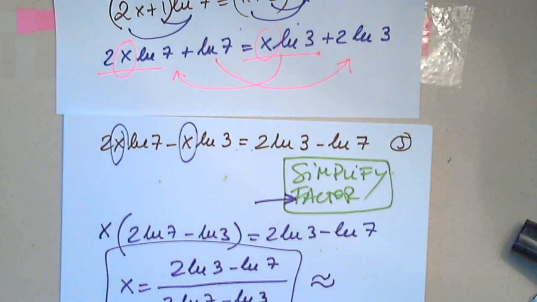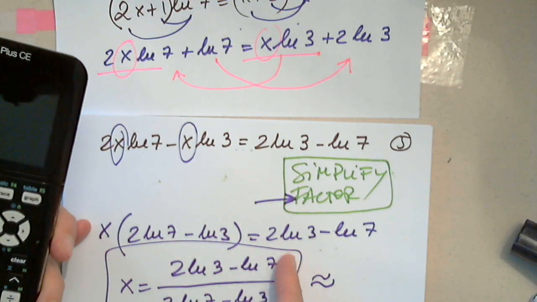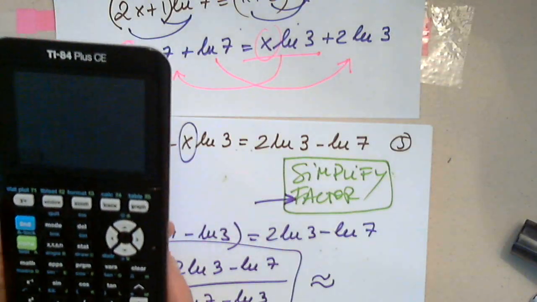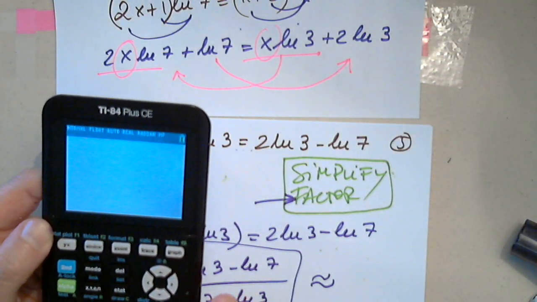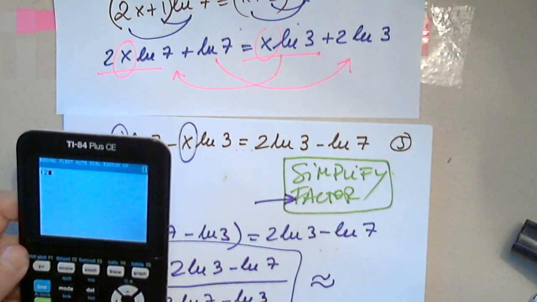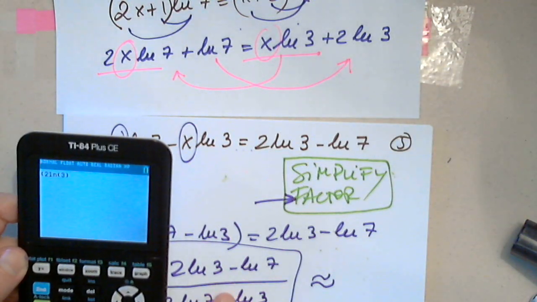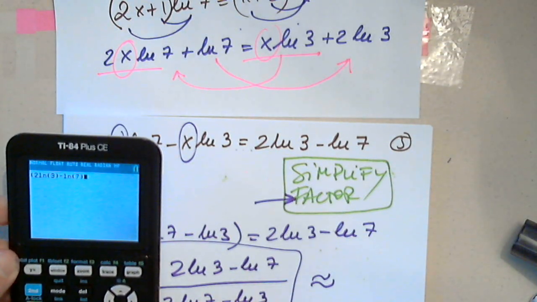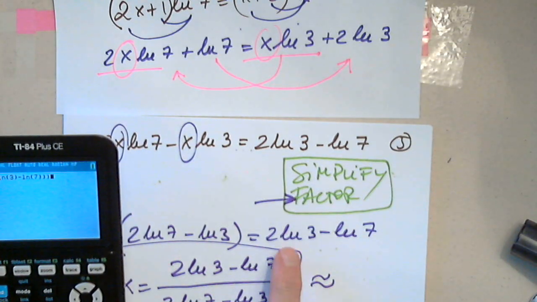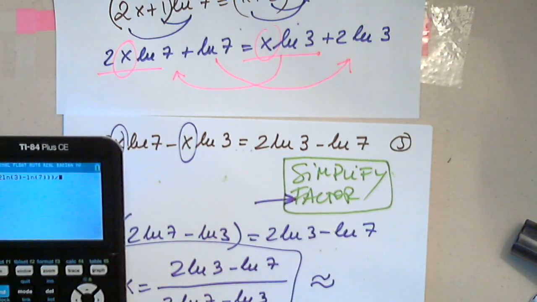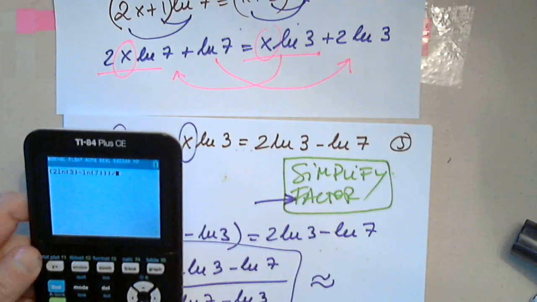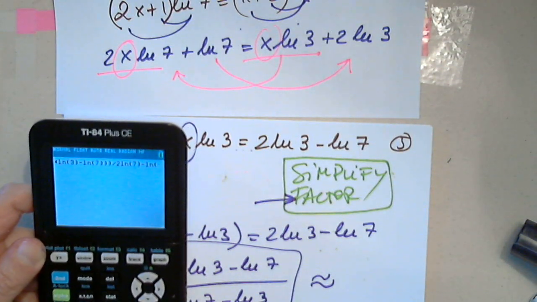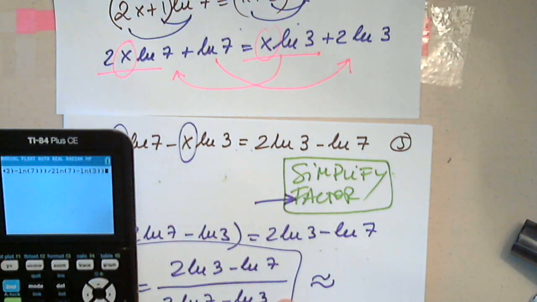Now if you want to check, you should approximate it, but be very careful how you approximate this. Because in the graphing calculator you have to put parentheses around the numerator and parentheses around the denominator. Ready? Left parenthesis, 2 natural log 3, close the parenthesis, minus natural log 7, close the parenthesis for natural log 7, and then close the parenthesis for the outside. Now divide by, and in parentheses again, 2 natural log 7, close the parenthesis, and minus natural log 3, close the parenthesis, and close the parenthesis for the denominator.